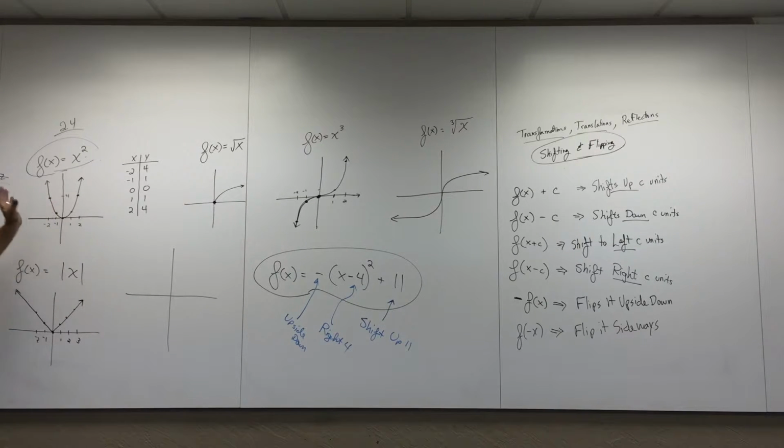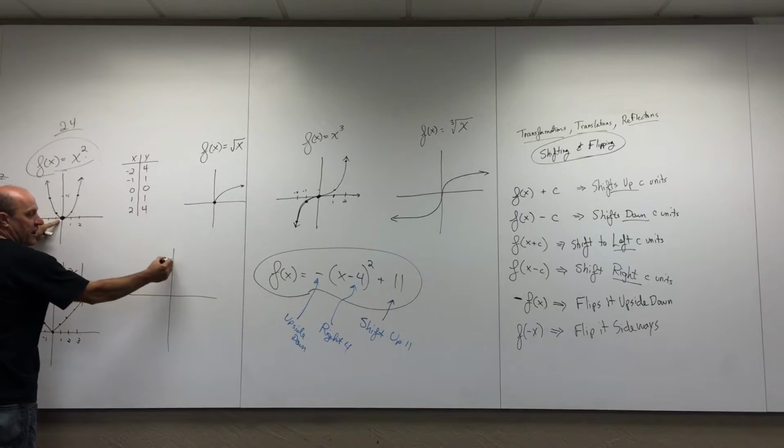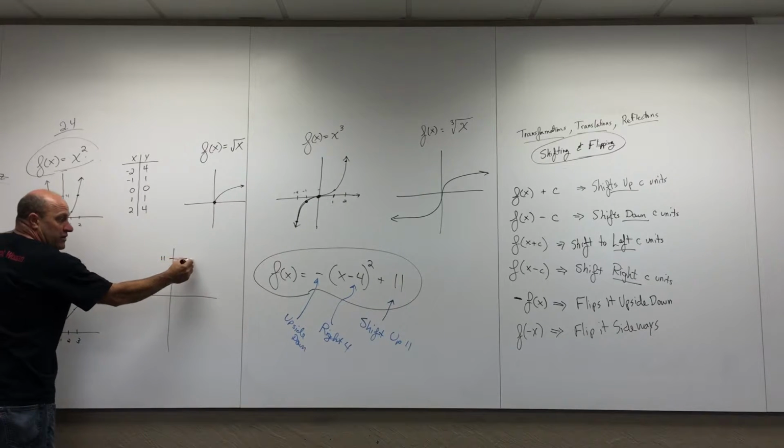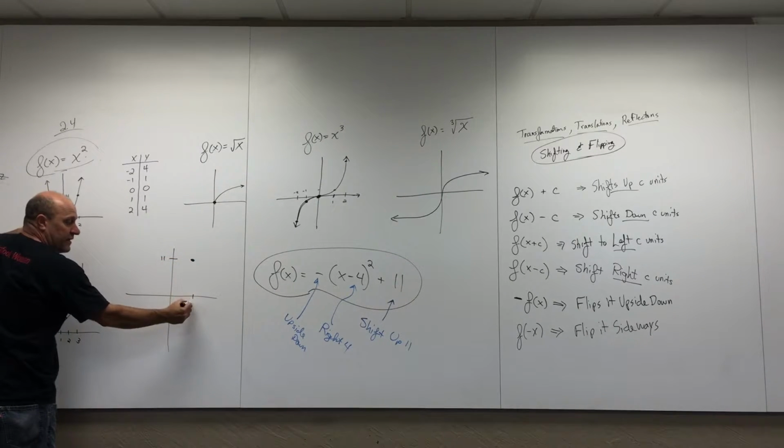It is the whole picture being shifted, but it helps to zero in on just one point and watch it get shifted. Maybe this point. It's the whole graph, but let's talk about this point. It gets shifted up 11. So now it's here. Wait a minute. Then it got shifted to the right 4. So now it's here.